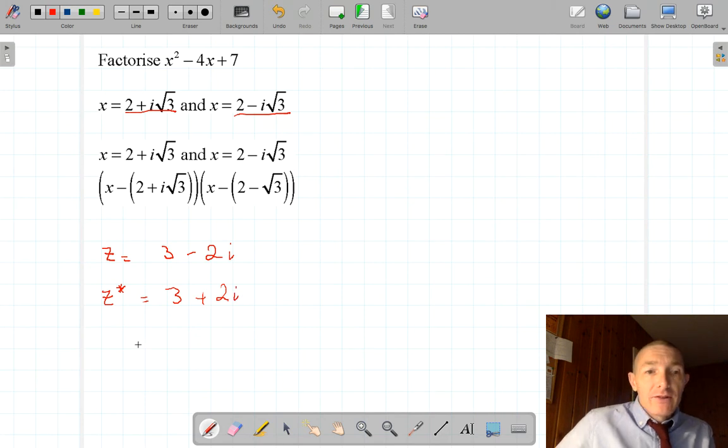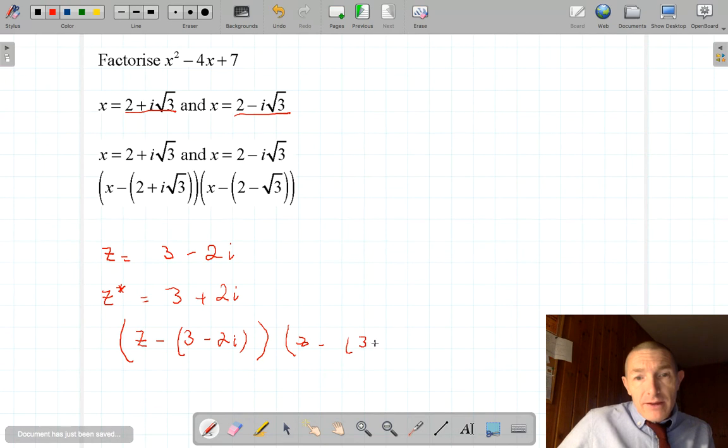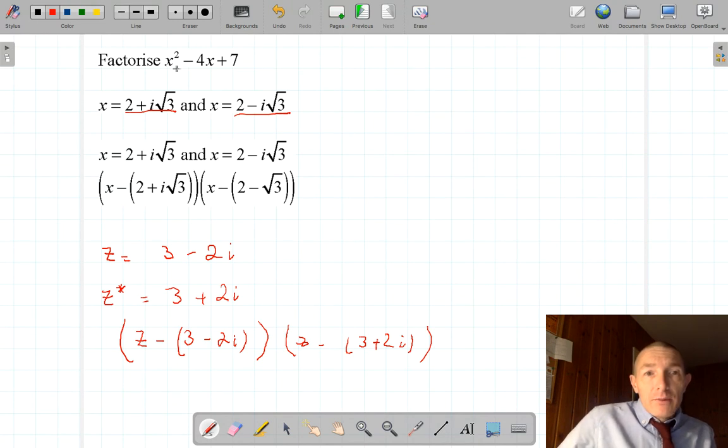When I multiply these two together in factorized form, and you can just stop and do this yourself in a minute, you will recognize that this, the other one that's factorized, which is z minus again, but 3 plus 2i. When you actually multiply these out, you will end up with something in this form with all the parts a, b, and c as real numbers and not imaginary numbers.